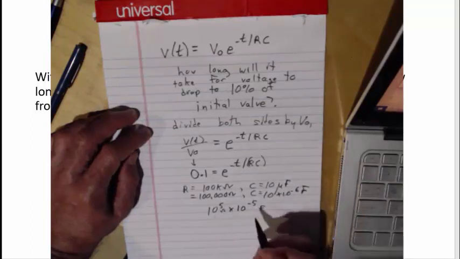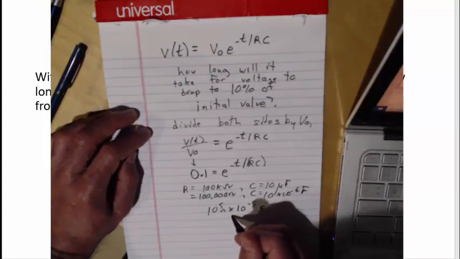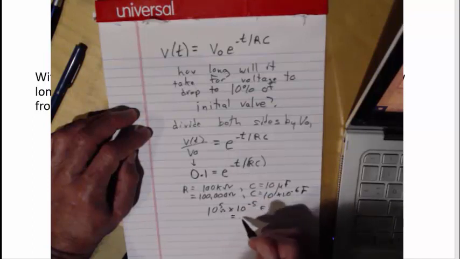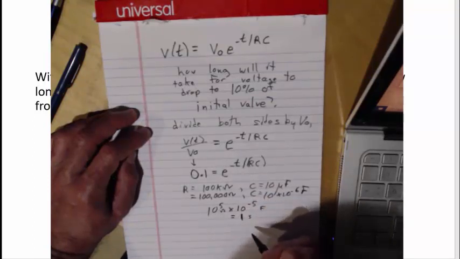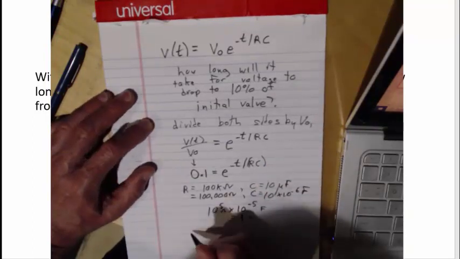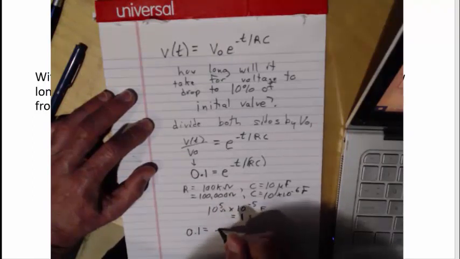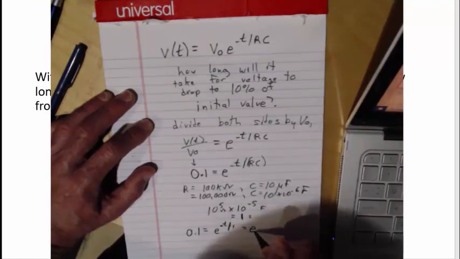When I multiply ohms and farads, we're going to see in a moment, in a couple slides, that that's seconds, which is kind of amazing. But 10 to the 5th times 10 to the minus 5th is simply 1 second. All right, so that's what RC is equal to. So I could rewrite this whole equation as 0.1 equals e to the minus t divided by 1, which is equal to e to the minus t.